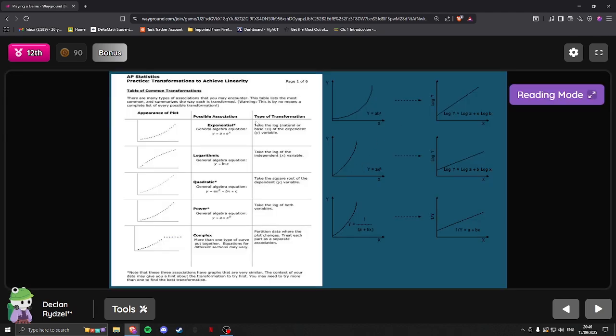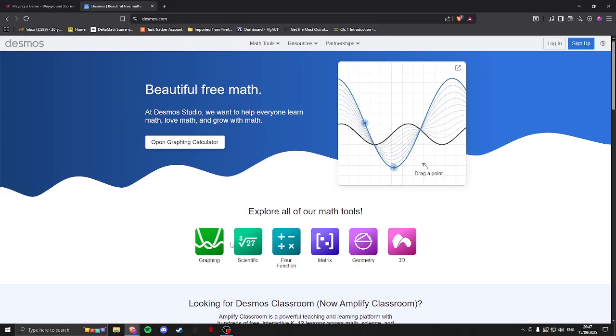Transformations are pretty easy. I'll show you an example of one. All of these are just functions that you apply to another function. So if you have y equals a times b to the x, then you would take the log of the y value. Here, I'll show you how this works.